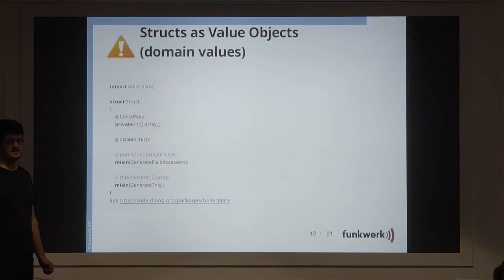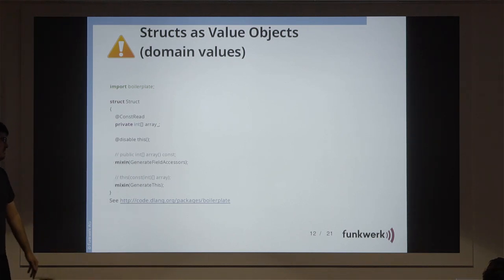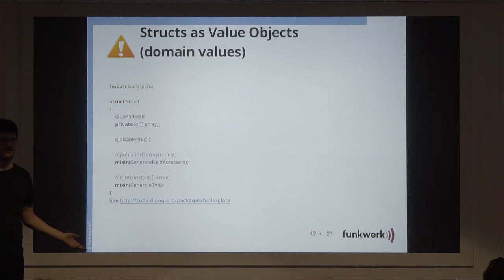So here's an example of how this code actually ends up looking. Now, this used to be quite painful. What we used to have to do is have the private int array underscore, private array, and then we'd write an accessor for it. We would do public array of int array, and make it const, returning this array underscore dub.